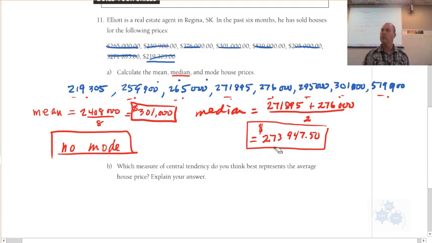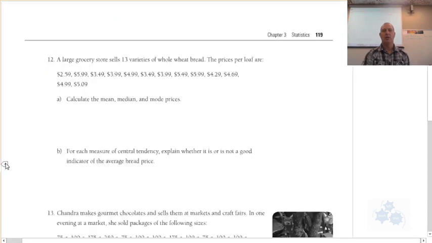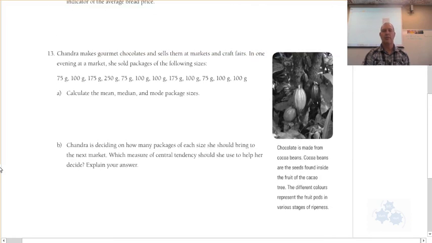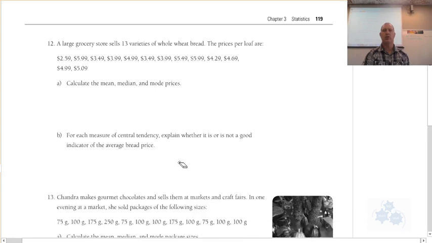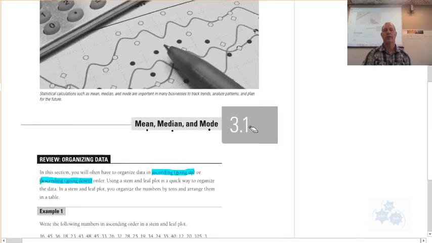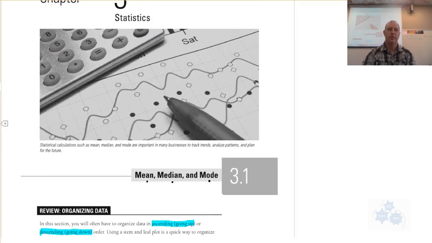That's something I want you to think about, and it's up to you to write down your answer for B. When you're done that, I want you to finish all of the Build Your Skills questions for this section, all the way up to 13, because Practice Your New Skills starts after that. So 1 to 13 from the very beginning of 3.1. That's what I need you to have done for tomorrow. Okay? 3.1, all the Build Your Skills questions from 1 to 13.